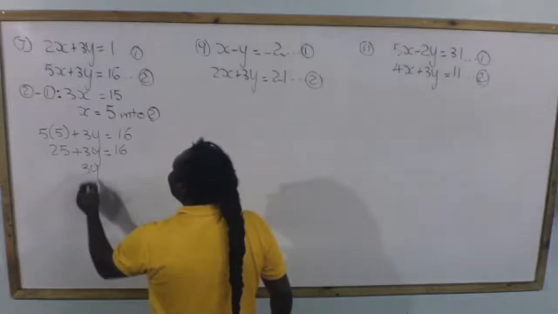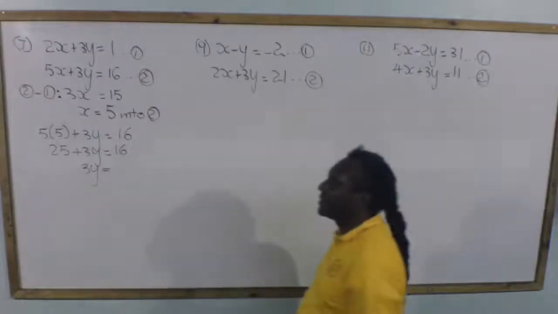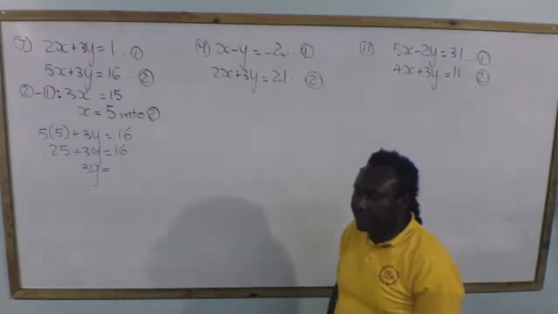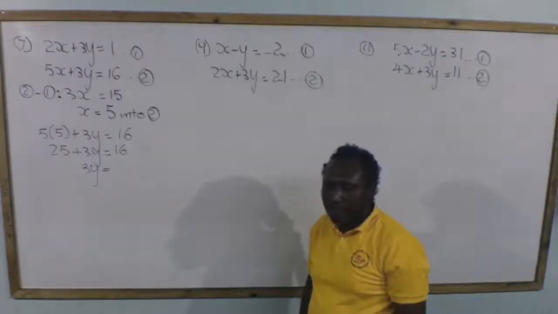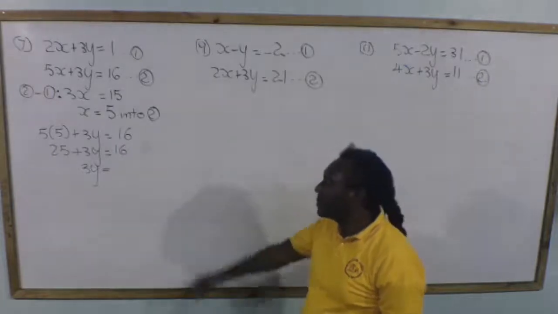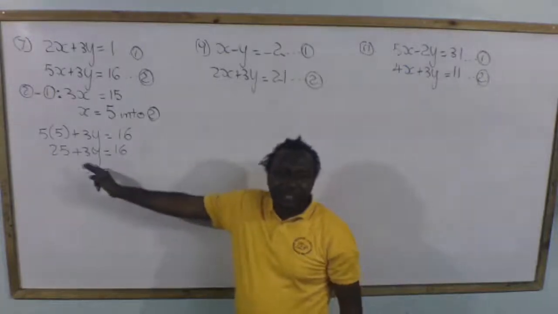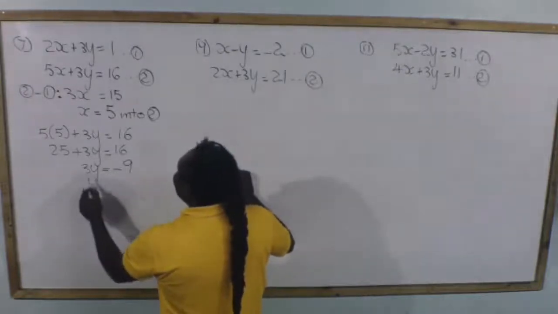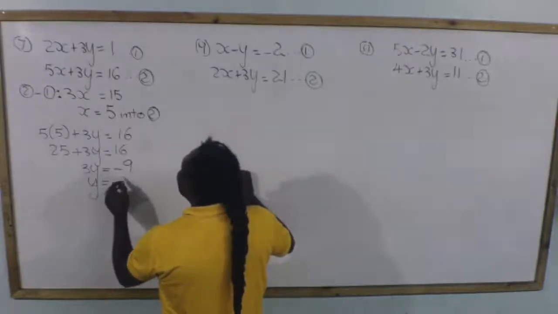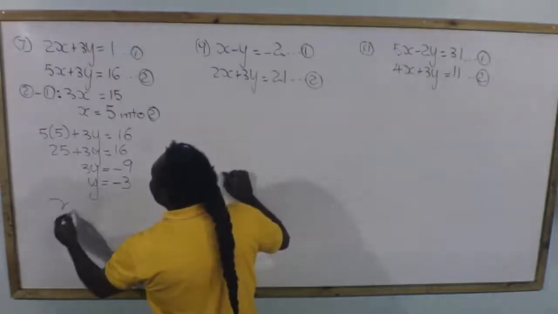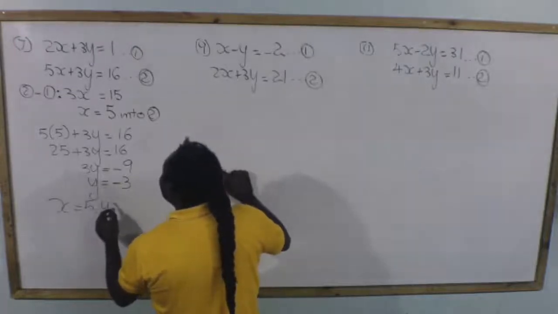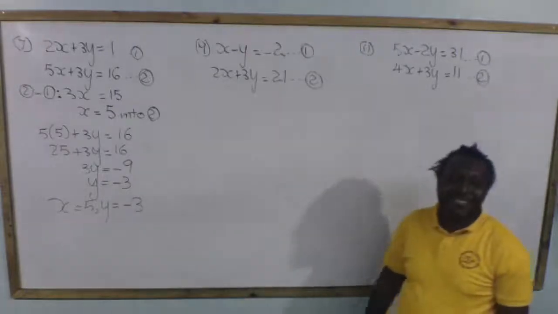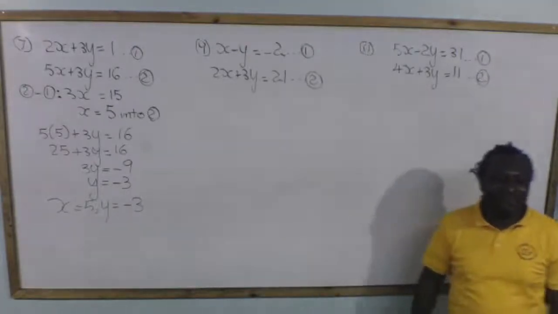equals 16. And we say that 3y is equal to what? 16 minus 25, which will give us negative 9. So y is equal to negative 3. So we declare that x is equal to 5 and y is equal to negative 3.